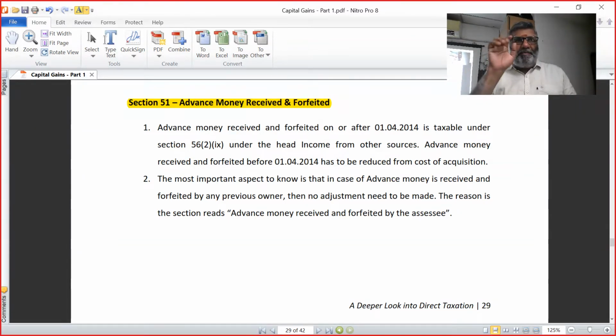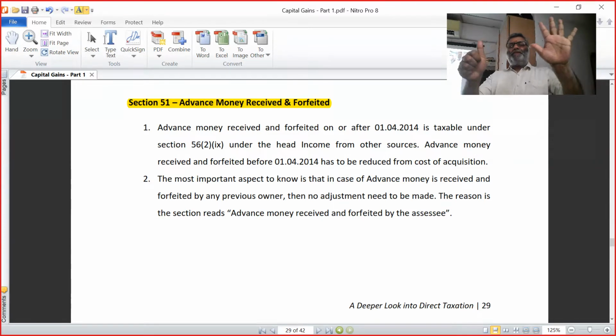Advance money received and forfeited. For a minute, please listen to the story so that you are clear. To tax an income under this chapter, the two conditions are: it should be a capital asset, and it should have been transferred. So the example I'm giving you is, suppose a circumstance where I have a capital asset. I enter into an agreement to sell the capital asset and I receive an advance of, let us take 5 lakhs.